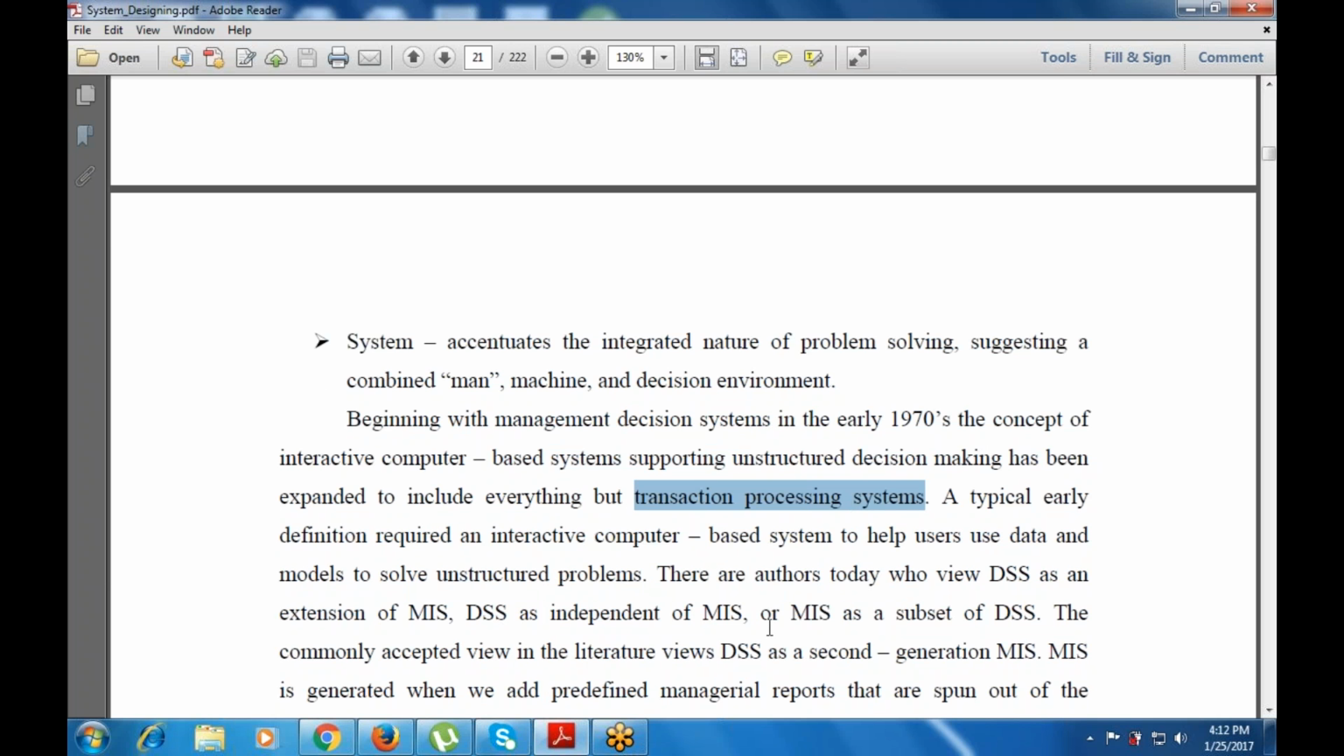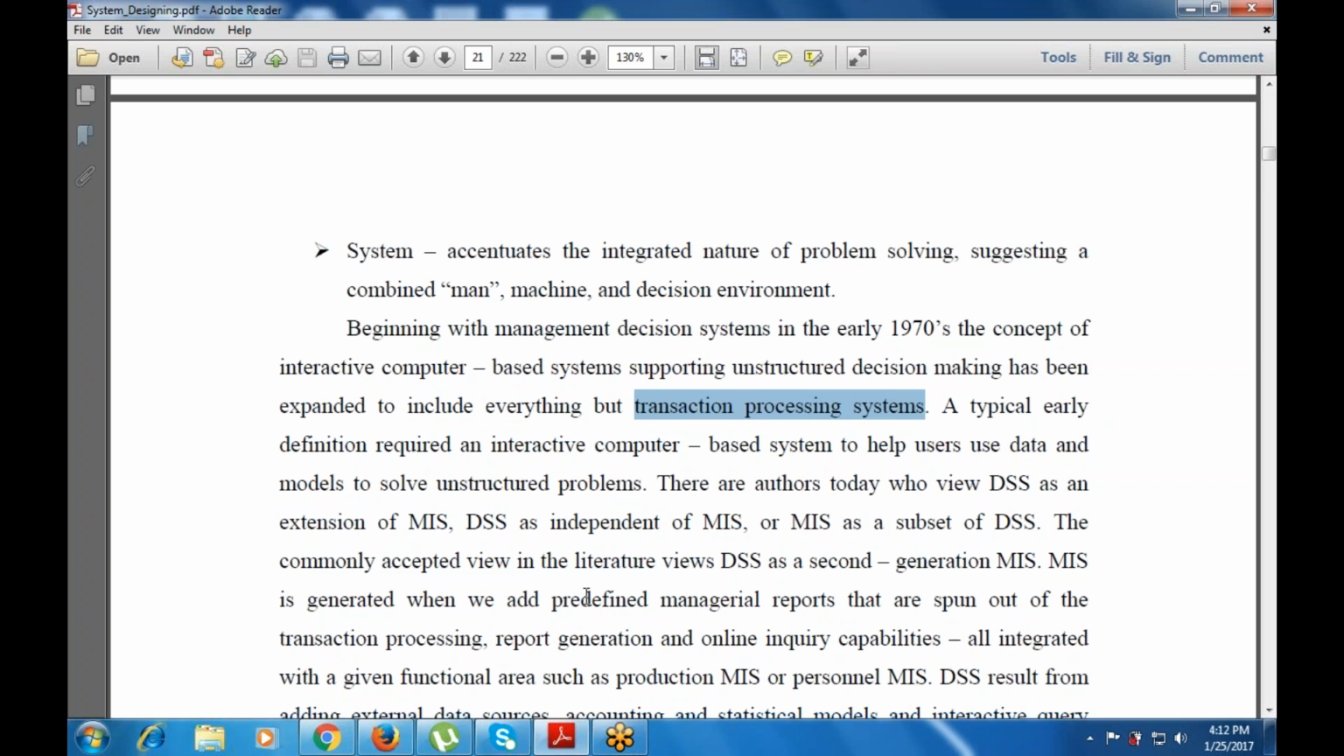And there are authors today who view DSS as an extension of the MIS, because it is the next part of the MIS. MIS is the first part, that is Management Information System. The next part is DSS. And it is also viewed as independent of the MIS, or MIS is a subset of DSS. The commonly accepted view in the literature is that DSS is the second generation MIS.